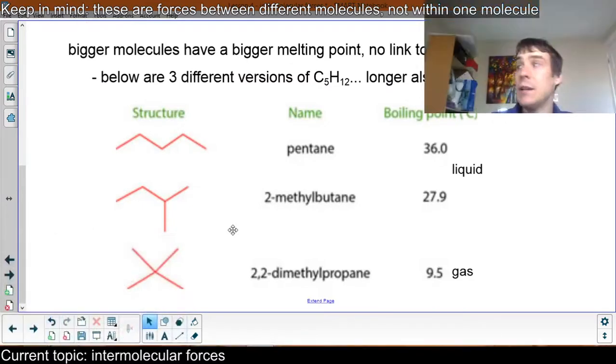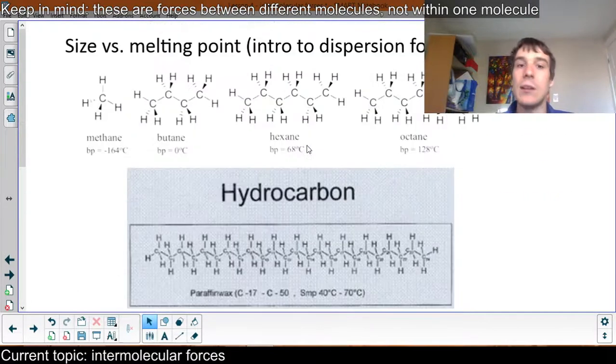So if I bring my stuff over here, pentane is a liquid at room temperature, boiling point of 36 degrees. 2-methylbutane, which is also C5H12, has a boiling point of 27.9 degrees Celsius, just barely liquid at room temperature, but it is a liquid. But 2,2-dimethylpropane, which is still C5H12, is a gas at room temperature. The boiling point goes down. It's the same number of atoms, but the boiling point decreases. So something about being longer also means that it has a stronger intermolecular force.